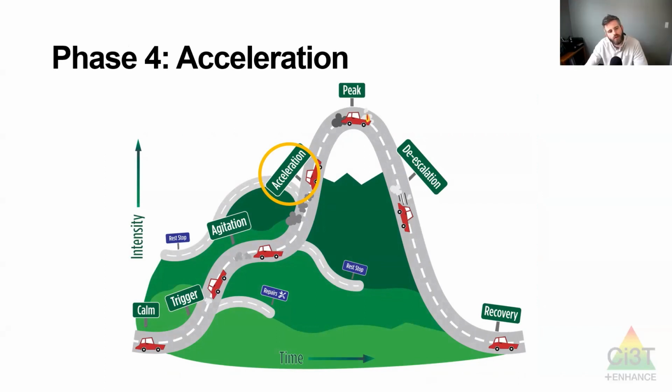Cool. So if we've been successful at this point, we may have provided that off-ramp to the student already, and we don't need to worry about the next phase. But that's not always going to be the case. Sometimes agitation will lead to acceleration. So what does that look like?